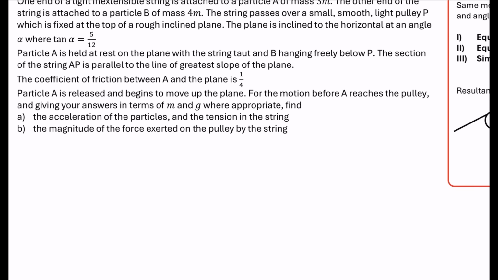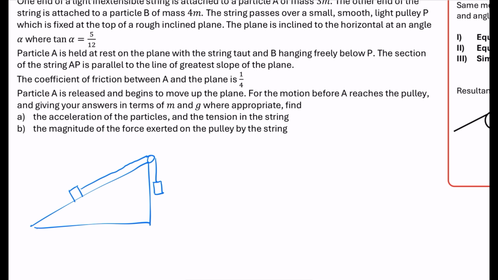Okay, let's very quickly draw what we know this is going to look like. So we have some kind of plane. It says that A is on the plane. There is a pulley that is at the top, and then B is like this. It says A is held at rest on the plane with the string taut and B hanging freely below P. The section of the string AP is parallel to the line of greatest slope of the plane. Again, that sentence doesn't really mean very much. It just means it's 2D, like we look here.